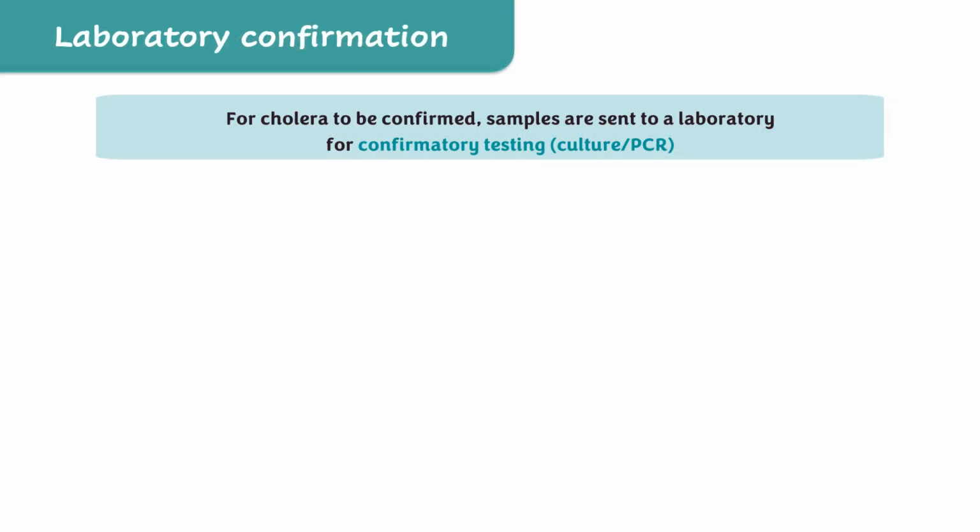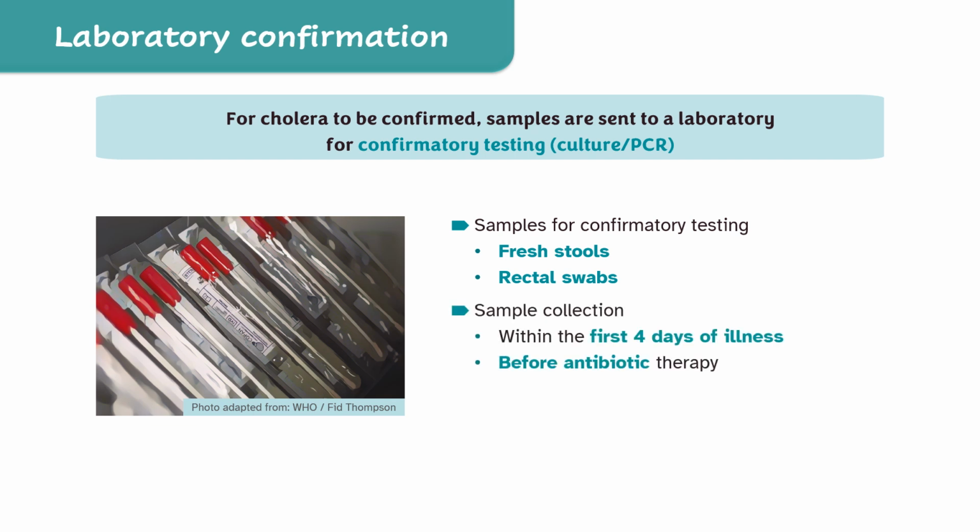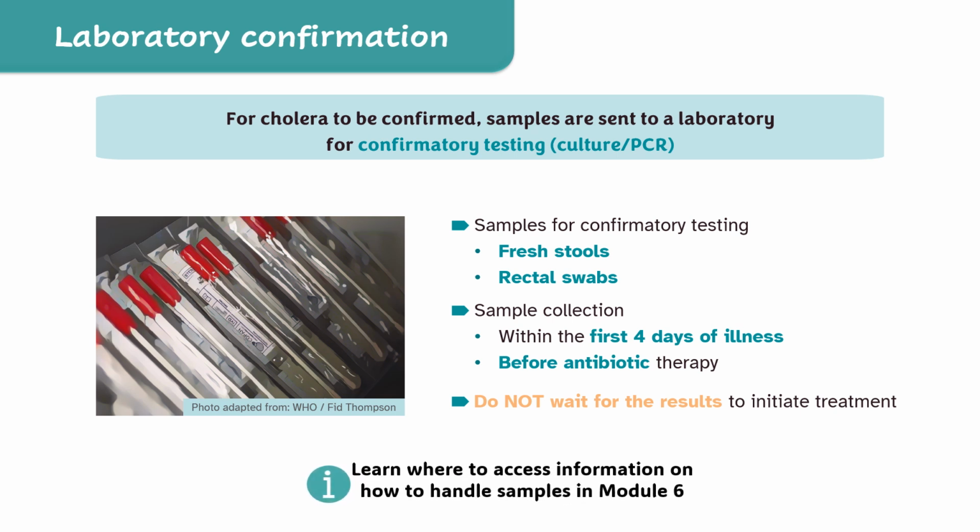For cholera to be confirmed, samples collected on patients who meet the definition of a suspected cholera case are sent to a laboratory for confirmatory testing by culture or PCR. Tests are performed on fresh stools or rectal swabs. Samples for laboratory confirmation should be collected within the first 4 days of illness and before initiating antibiotic therapy. Importantly, do not wait for the test results to treat the patient. Treatment depends on the dehydration level, not on test results. You will learn where to access information on how to handle samples for laboratory confirmation in Module 6.